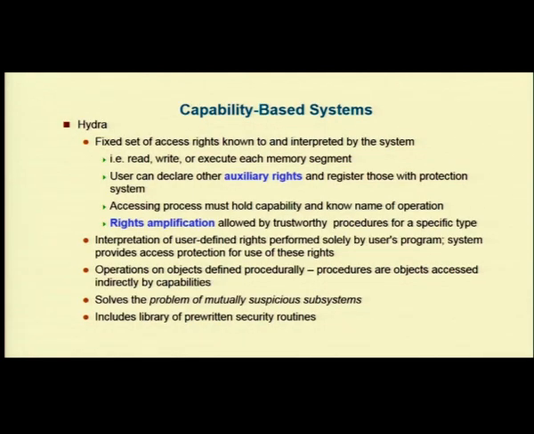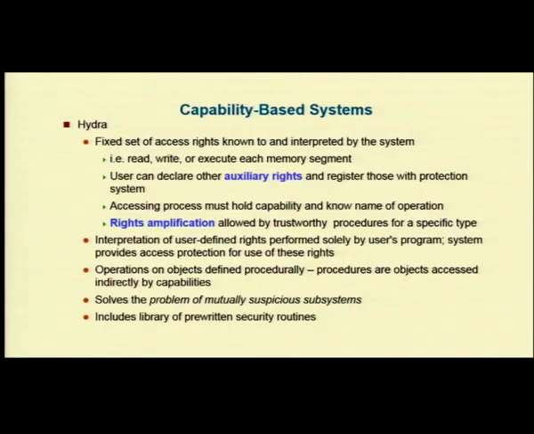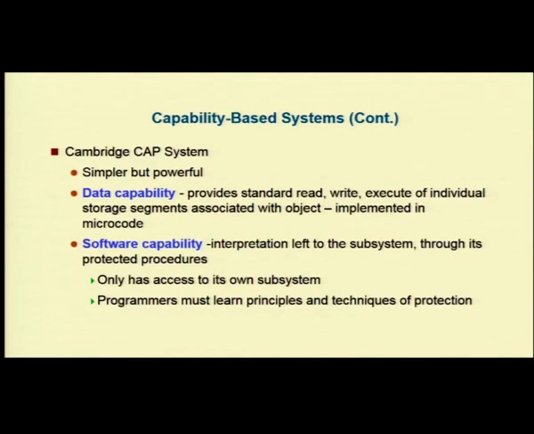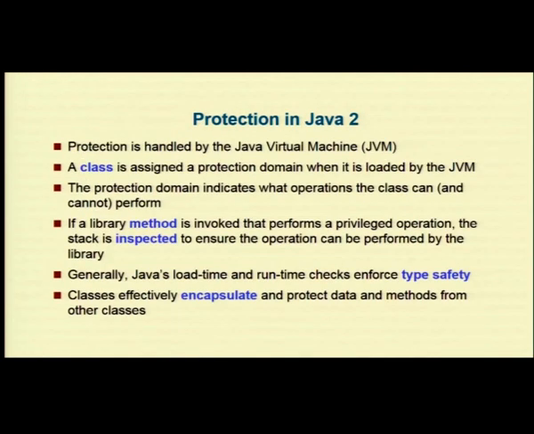One good example is Hydra, which talks about what capability is given to what user, what resource, and rights amplification. Can I say that temporarily we have some additional rights for the next half an hour, after which they will go? These are some good implementations. The Cambridge CAP system talks about data capability: who can access, who can work with the data, which becomes very important.